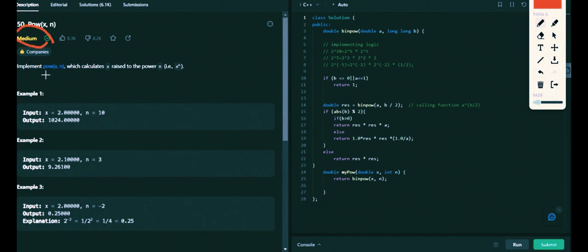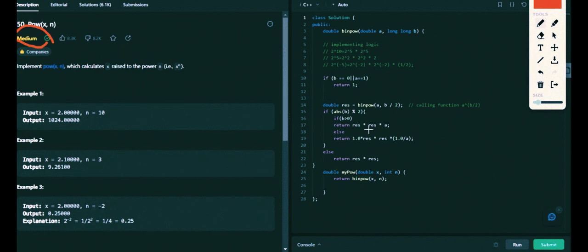The question asks us to implement a power function x comma n which calculates x raised to the power n. It might seem an easy question that we can do in a linear way. That is 2 to the power 10. What we can do is multiply 2 ten times, so we would get 2 to the power 10. But it would take O of n time.